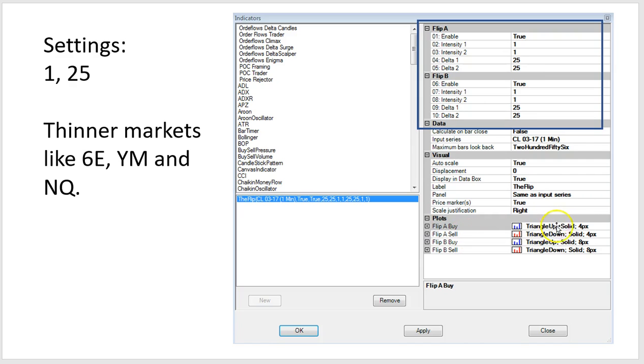Now, under the plots, you can change this, okay? To differentiate between a flip A and a flip B, you can change the colors if you want, but the way I differentiate it is by the size of the triangle. It's triangle up, triangle down. Again, you could change it to whatever you want in there, but I tend to keep the first one smaller than the second one. That's just a personal thing. You can always change it to whatever you like.